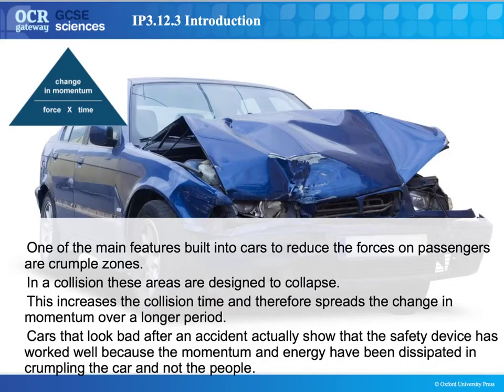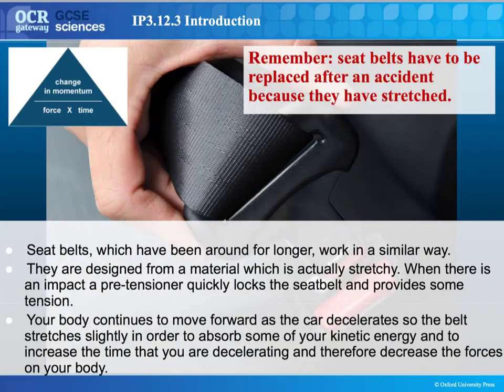Another safety feature you might have heard about is crumple zones. They're built into cars and they reduce the force on the passengers during a collision. In a collision, these areas are designed to collapse. This again increases the collision time and spreads the change in momentum over a longer period, so reducing the force. Cars that look bad after an accident actually show that the safety device has worked well, because the momentum and the energy have been dissipated in the crumple zone of the car and not on the people.